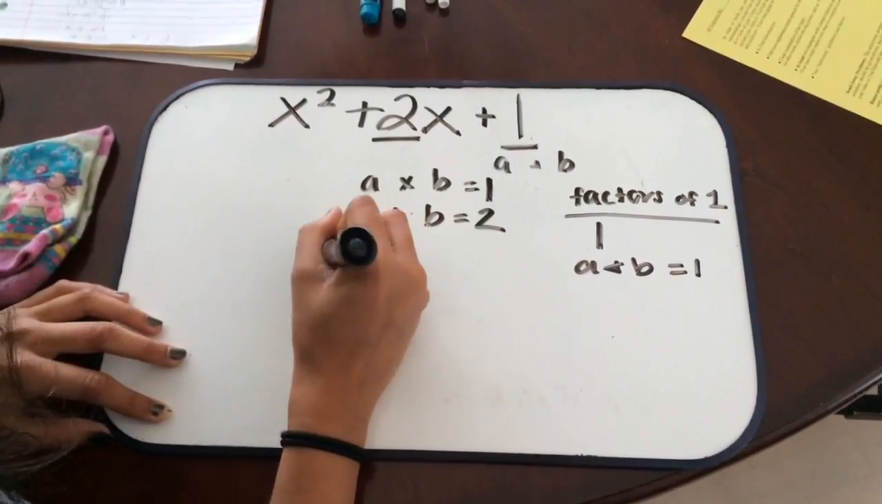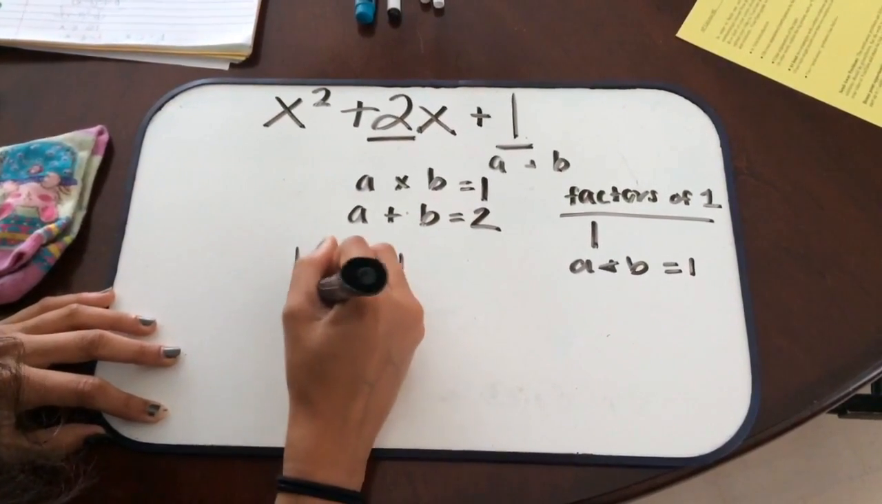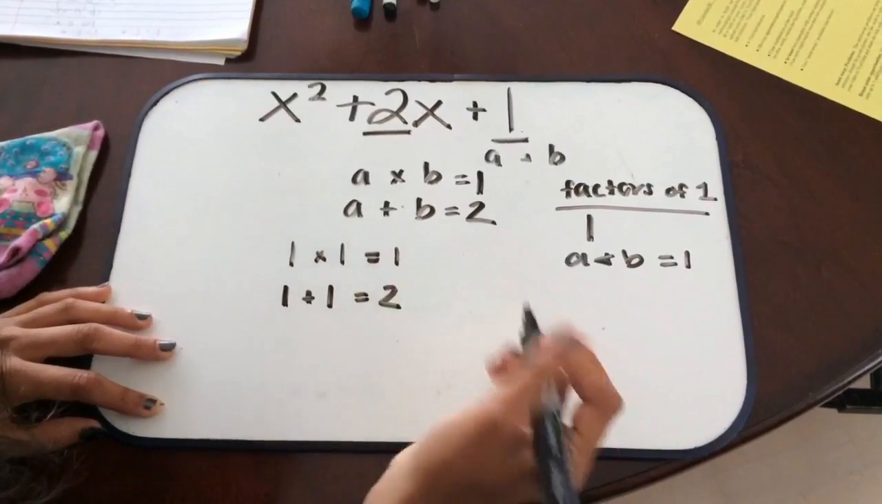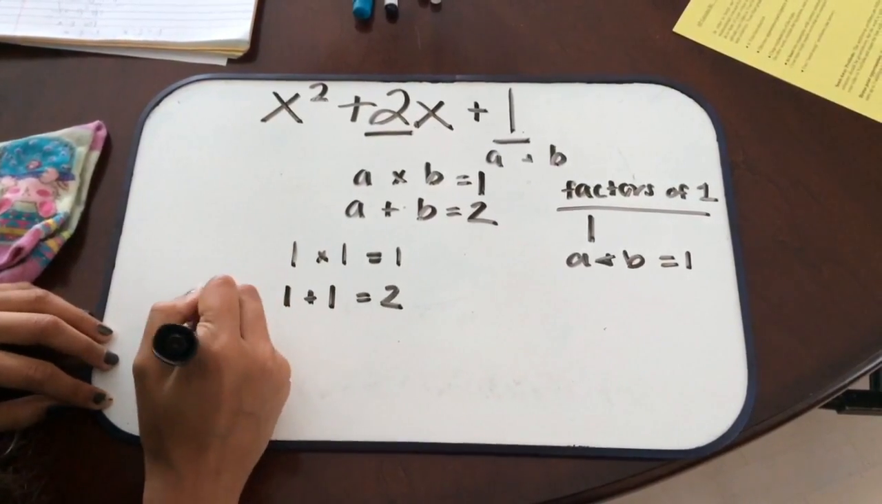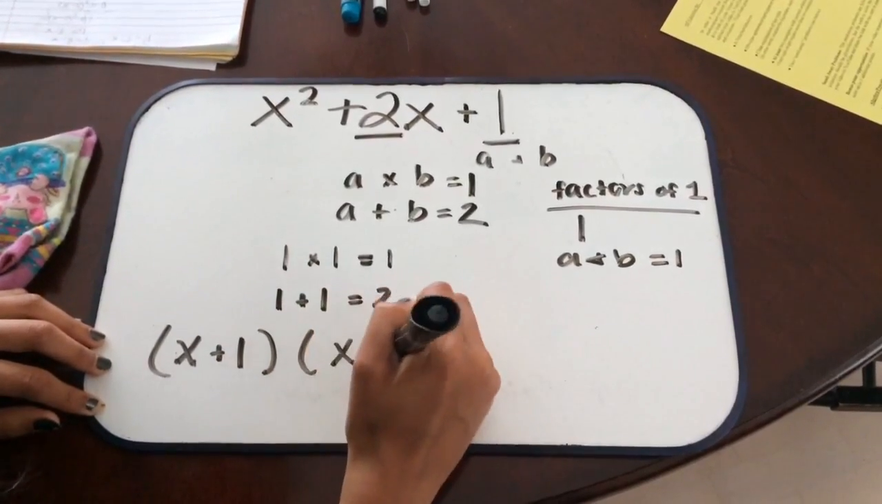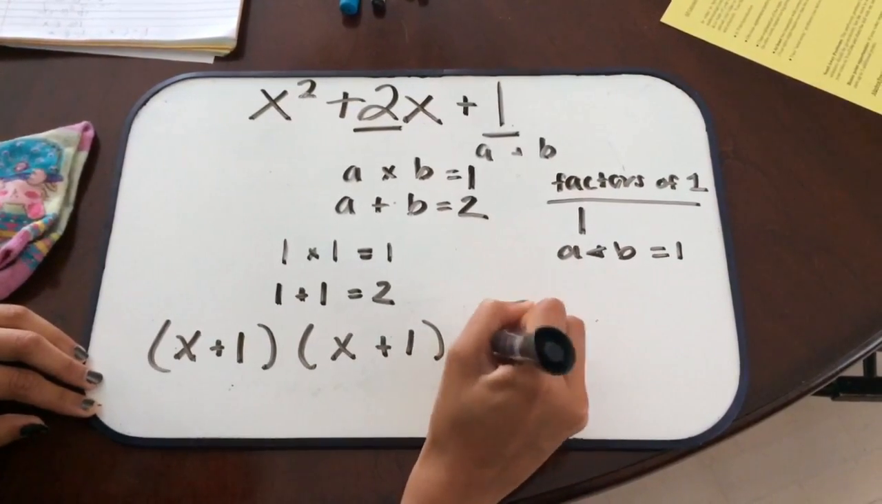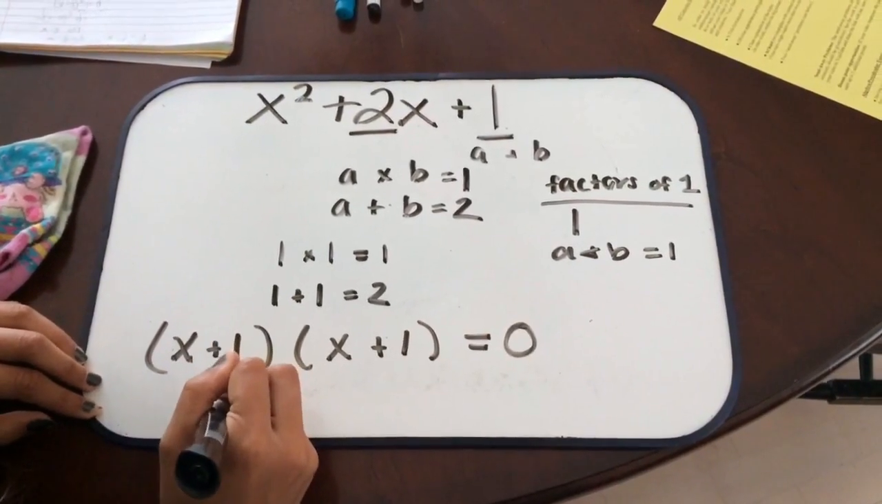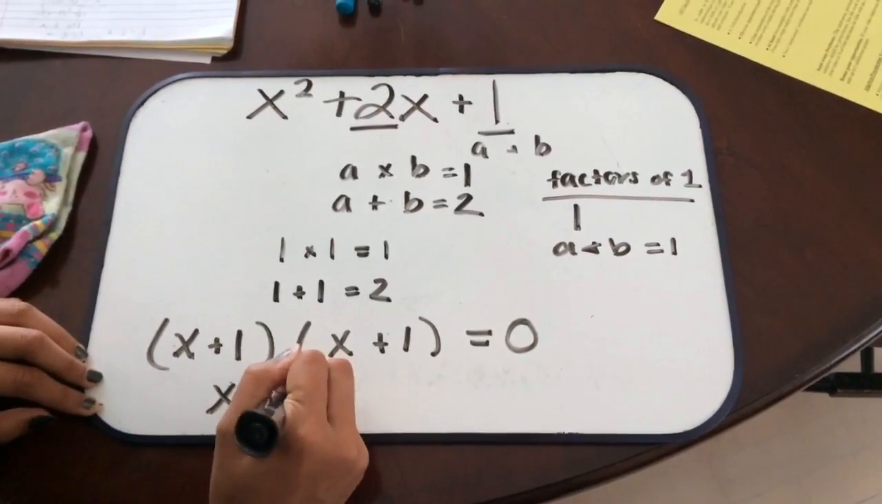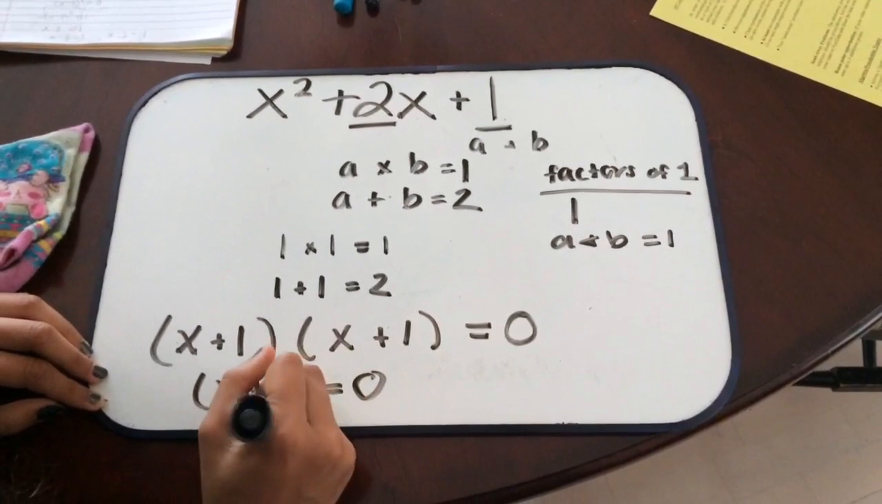So then 1 times 1 equals 1, and 1 plus 1 equals 2. So your factors are x plus 1 times x plus 1. And then you set it equal to 0 to solve, and then x plus 1 equals 0. You subtract 1, x equals -1.